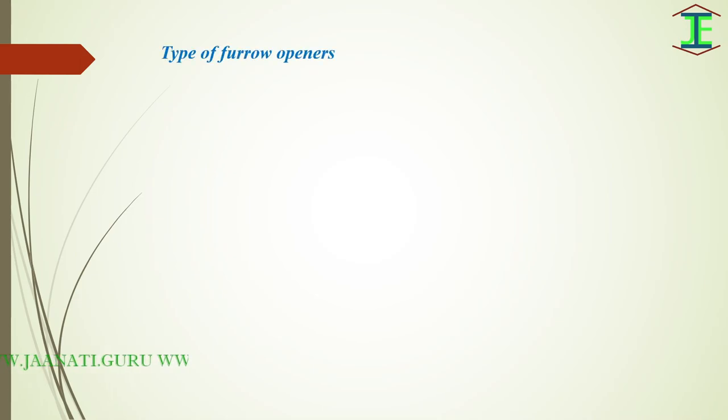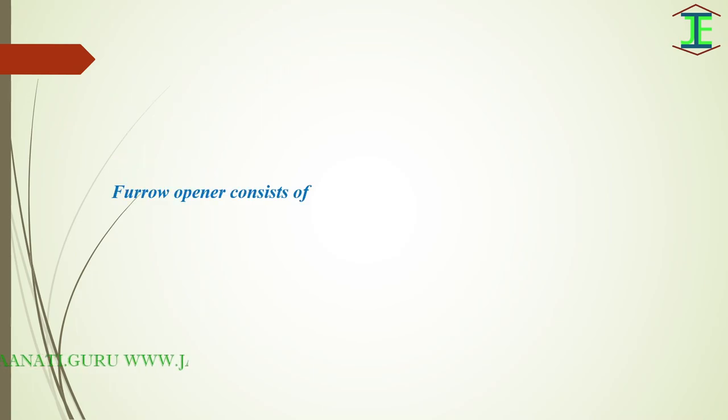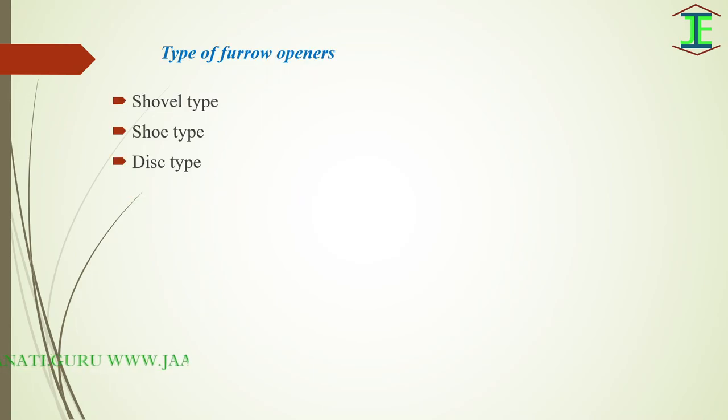Types of furrow openers: shovel type, shoe type, and disc type. Shovel type. This shovel type is widely used in seed drills. And it is of three types: reversible shovel, single point shovel, spear point shovel. So depending upon its construction, it is of three types. And these shovel type openers are best suited for stony or root infested soils.